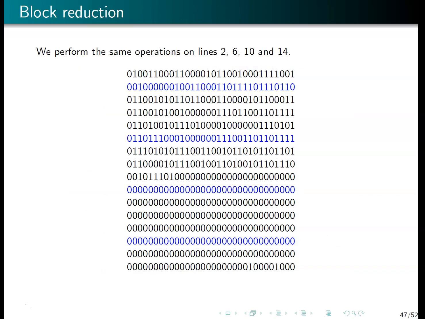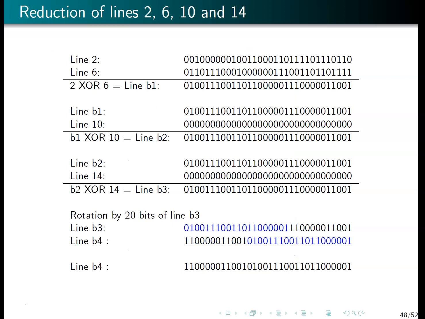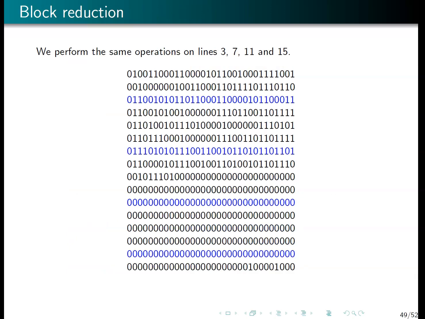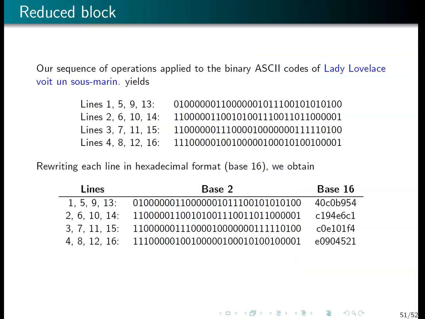We do the same with lines 2, 6, 10, and 14. So we perform the XOR bitwise operation between line 2 and 6 to produce line B1. We perform the XOR operation between B1 and 10 to produce line B2. And we perform the XOR operation between B2 and 14 to produce B3. And then we rotate B3 by 20 characters. And that gives us line B4. We do the same exercise with lines 3, 7, 11, and 15. We do the same exercise with our last group of four lines, 4, 8, 12, and 16. And this gives us the four final lines given right here.